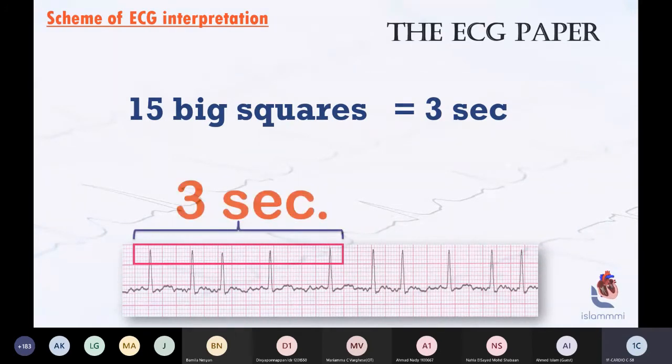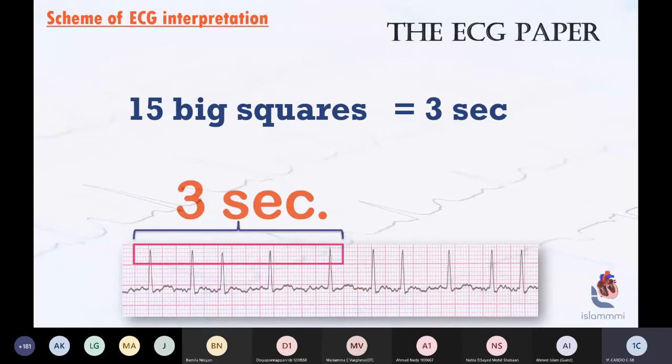But are we calculating the heart rate in 3 seconds or 60 seconds? We are calculating the heart rate in 60 seconds. So we calculate how many R waves are coming in 3 seconds, and then we multiply this by 20, and then we can get the heart rate in 1 minute.